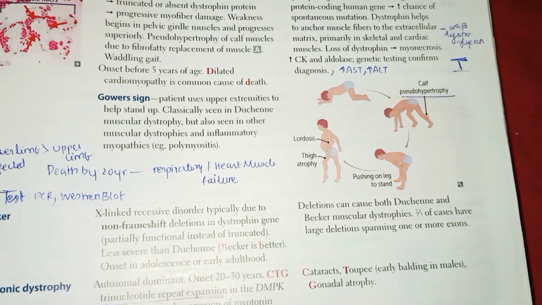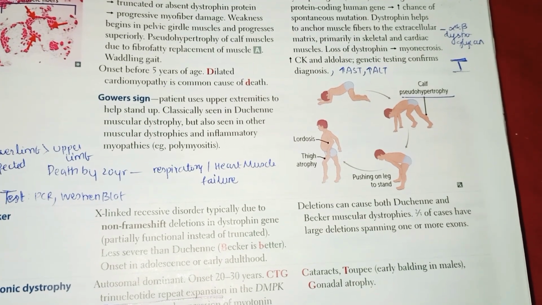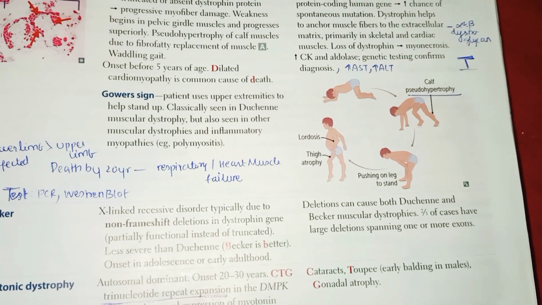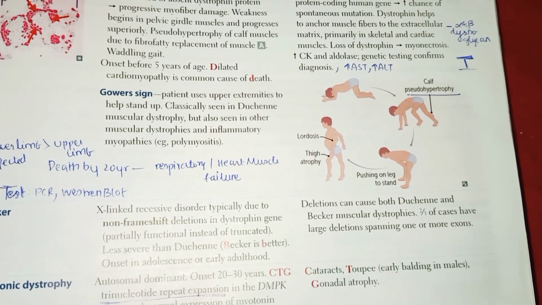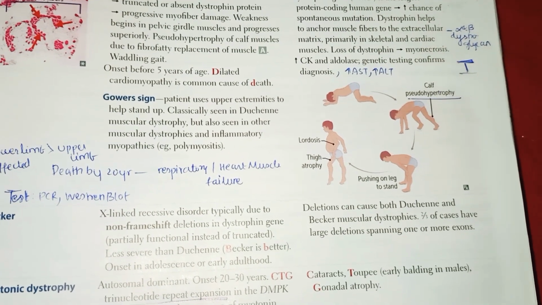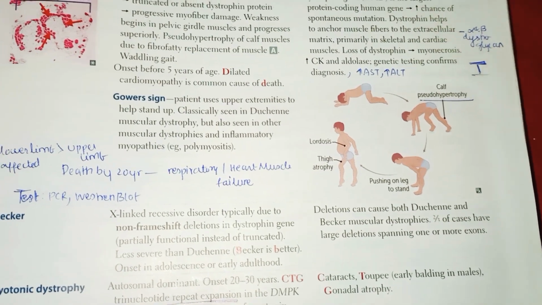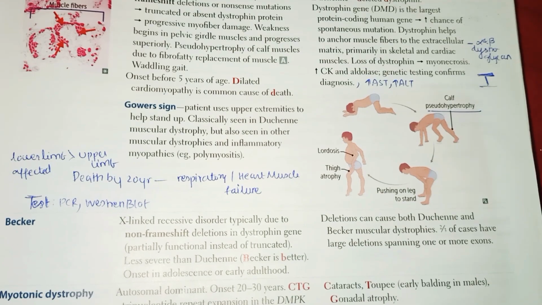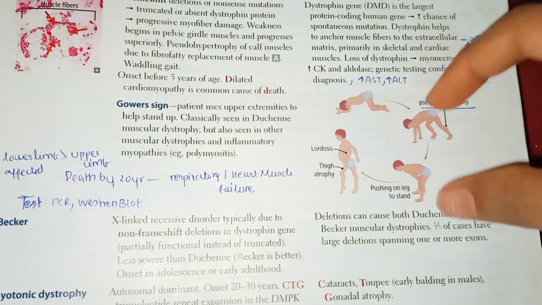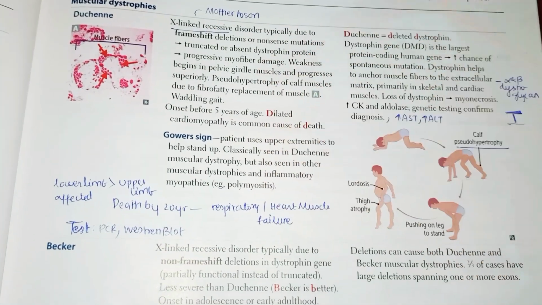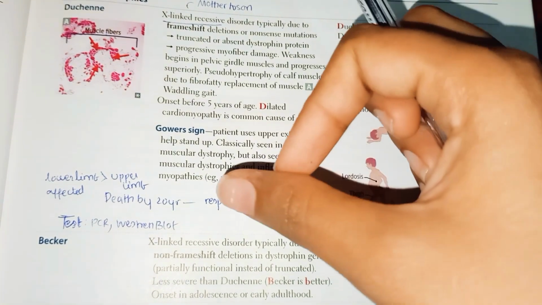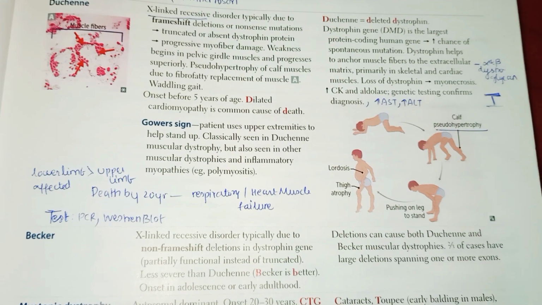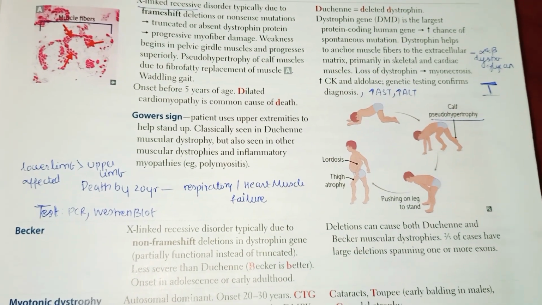Gower sign is like this: as the upper limb is still good but the lower limbs are affected, they use the upper limb more to stand up. So that is seen mainly in Duchenne muscular dystrophy, that is Gower's sign. And one more thing, with onset before 5 years of age, they have dilated cardiomyopathy, which is the most common cause of death in these people. Of course, if this dystrophy continues for a longer period, there will be death by just 20 years of age because of respiratory and heart muscle failure.